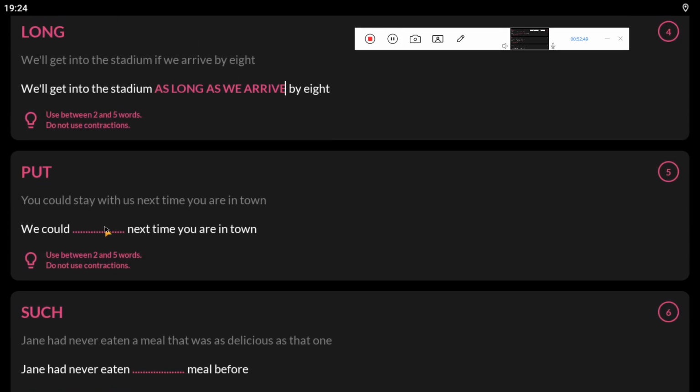Perfect. The next one. So you could stay with us next time you are in town. So you could, sorry, we could, next time that you are in town. I guess that you know this is a phrasal verb. This is actually a transitive phrasal verb.